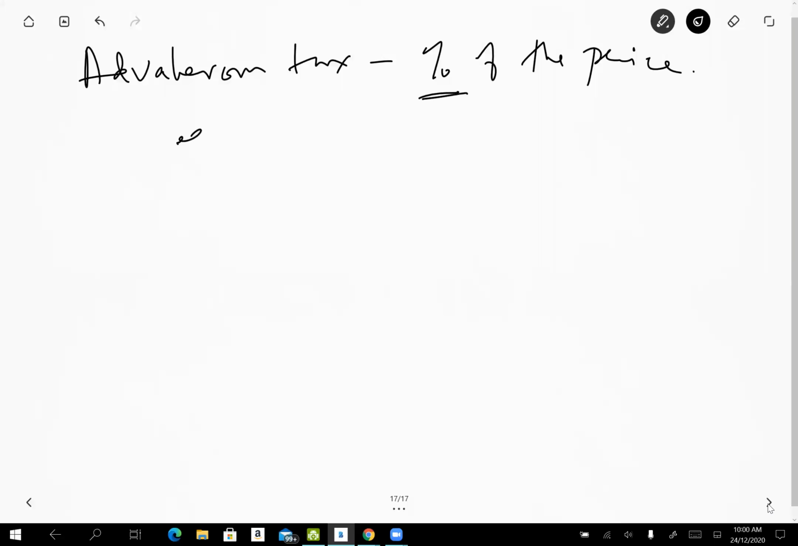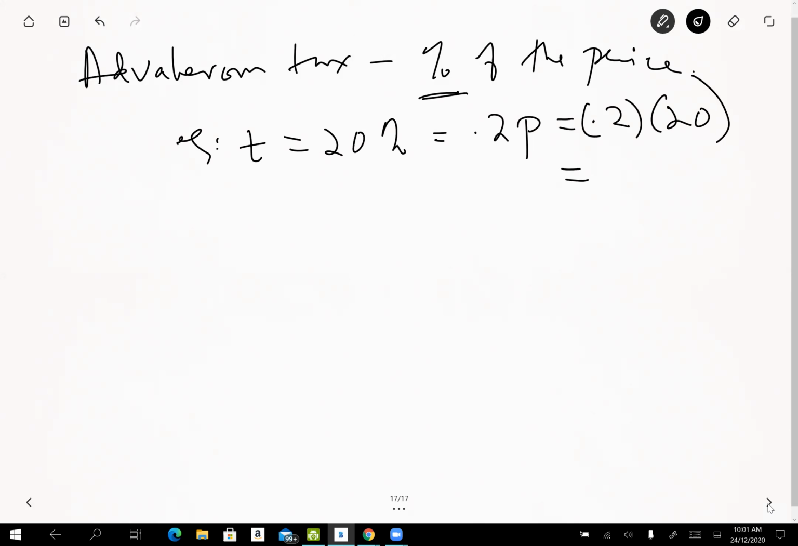For example, tax is 20%. So if it is 20%, and given the price P, what is it? It's 0.2 multiplied by the price. Okay, and if the price is say 20 ringgit, so 20% out of 20 ringgit will be equal to how much? 4 ringgit.